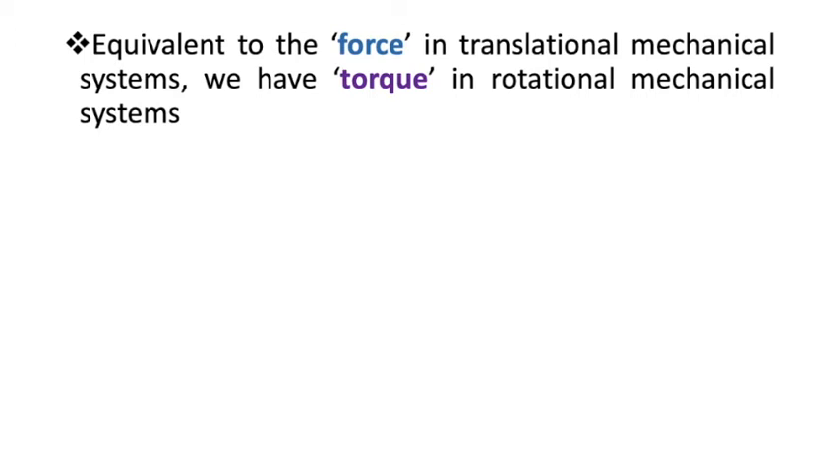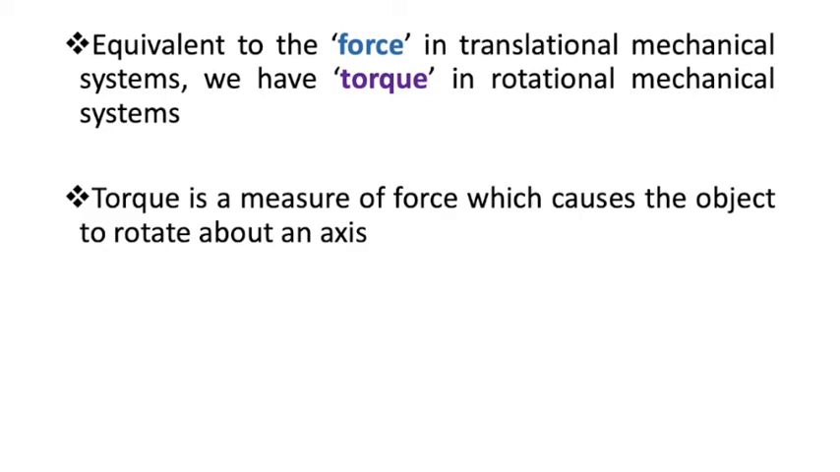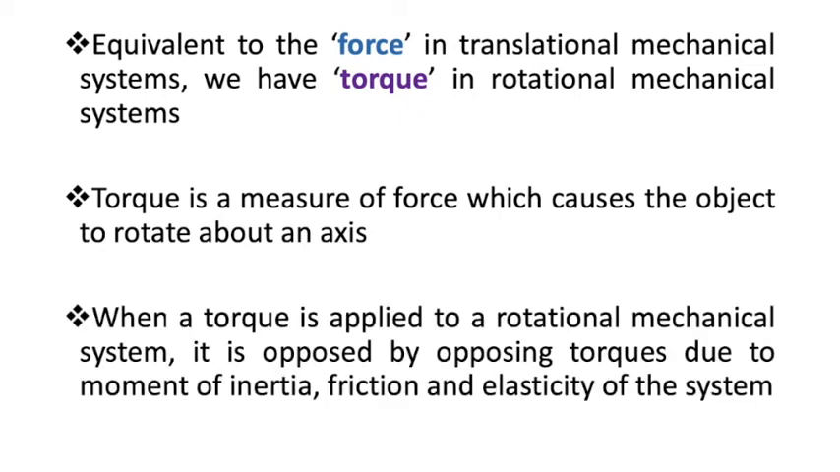Equivalent to the force in translation mechanical systems, here we have torque in rotational mechanical systems. Torque is a measure of force which causes the object to rotate about an axis. When torque is applied to a rotational mechanical system, it is opposed by opposing torques due to moment of inertia, friction, and elasticity of the system.